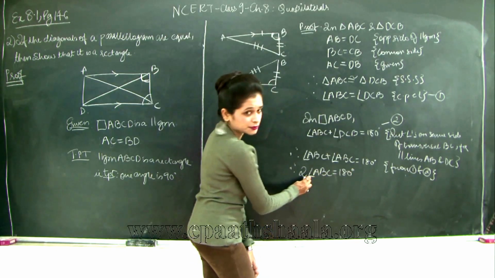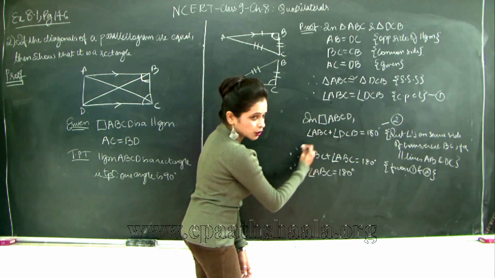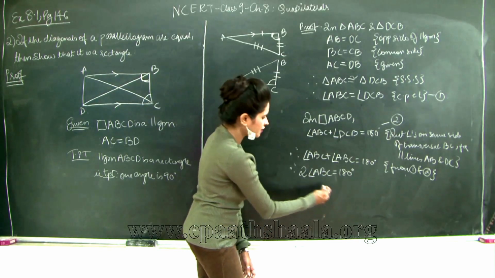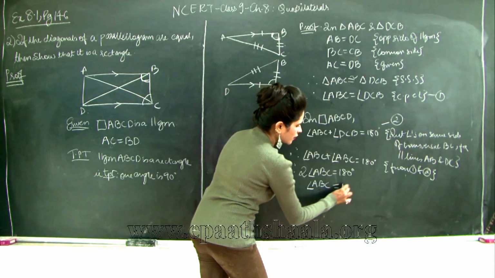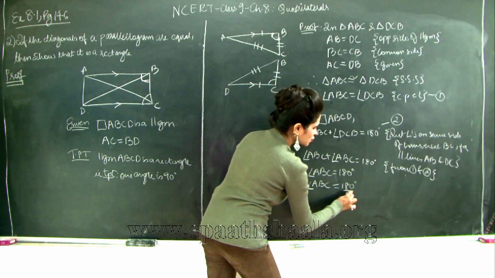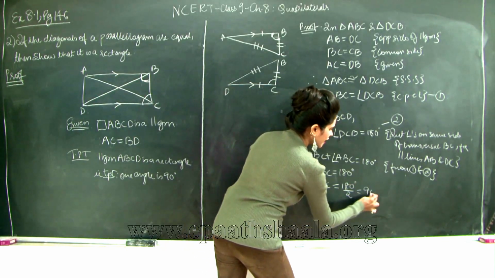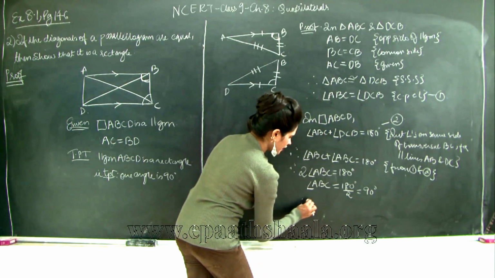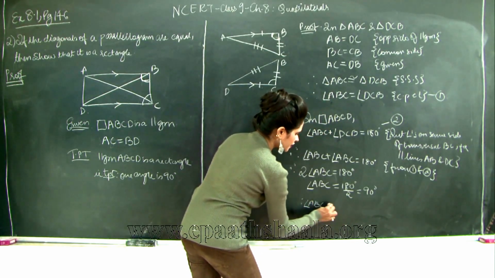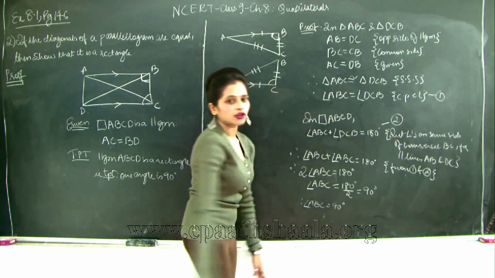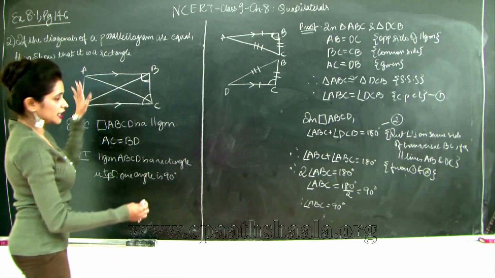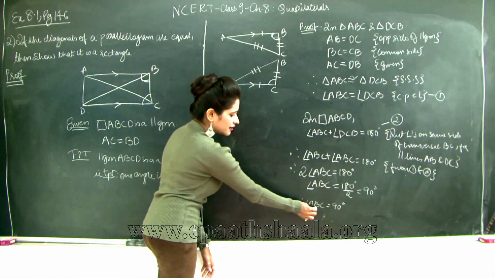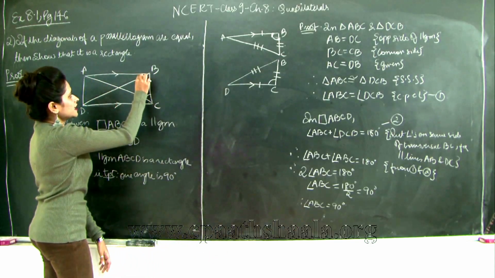Now 2 is getting multiplied with my angle ABC over here, so it will come on the right hand side and divide 180. Therefore, I get angle ABC is equal to 180 degrees divided by 2, which is 90 degrees. Therefore, angle ABC here is 90 degrees. Hence, what have we done? We have proved that for my quadrilateral ABCD, at least one angle, that is angle B, is 90 degrees.